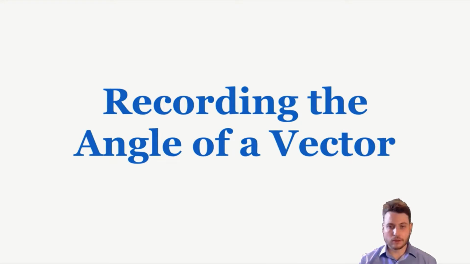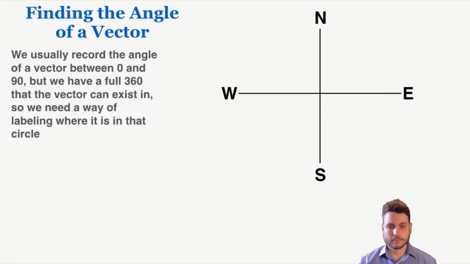This video is about recording the angle of a vector. We usually record the angle of a vector between 0 and 90 degrees, but we have a full 360 degrees that the vector can exist in, so we need a way of labeling where it is in that circle. So I'm going to show you a way that we do that.